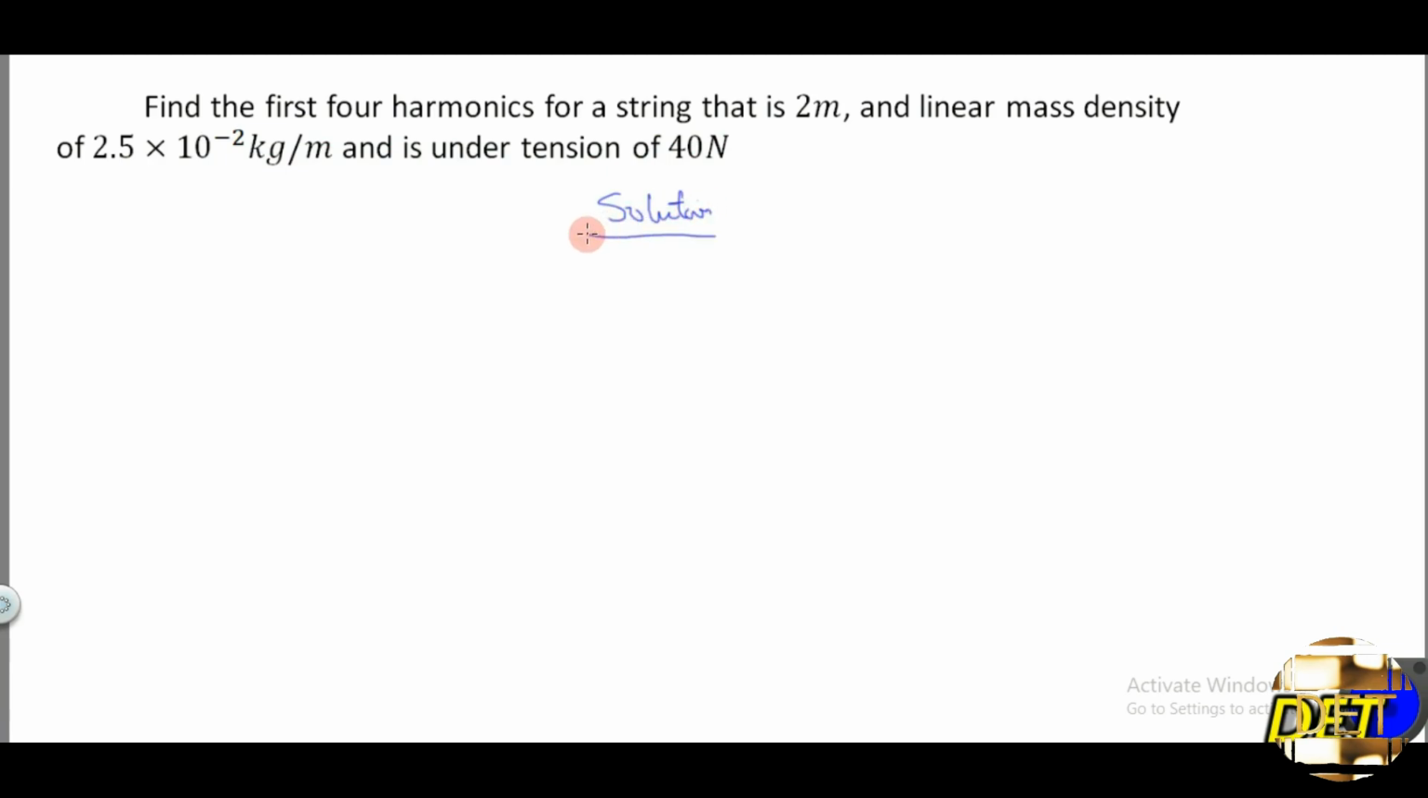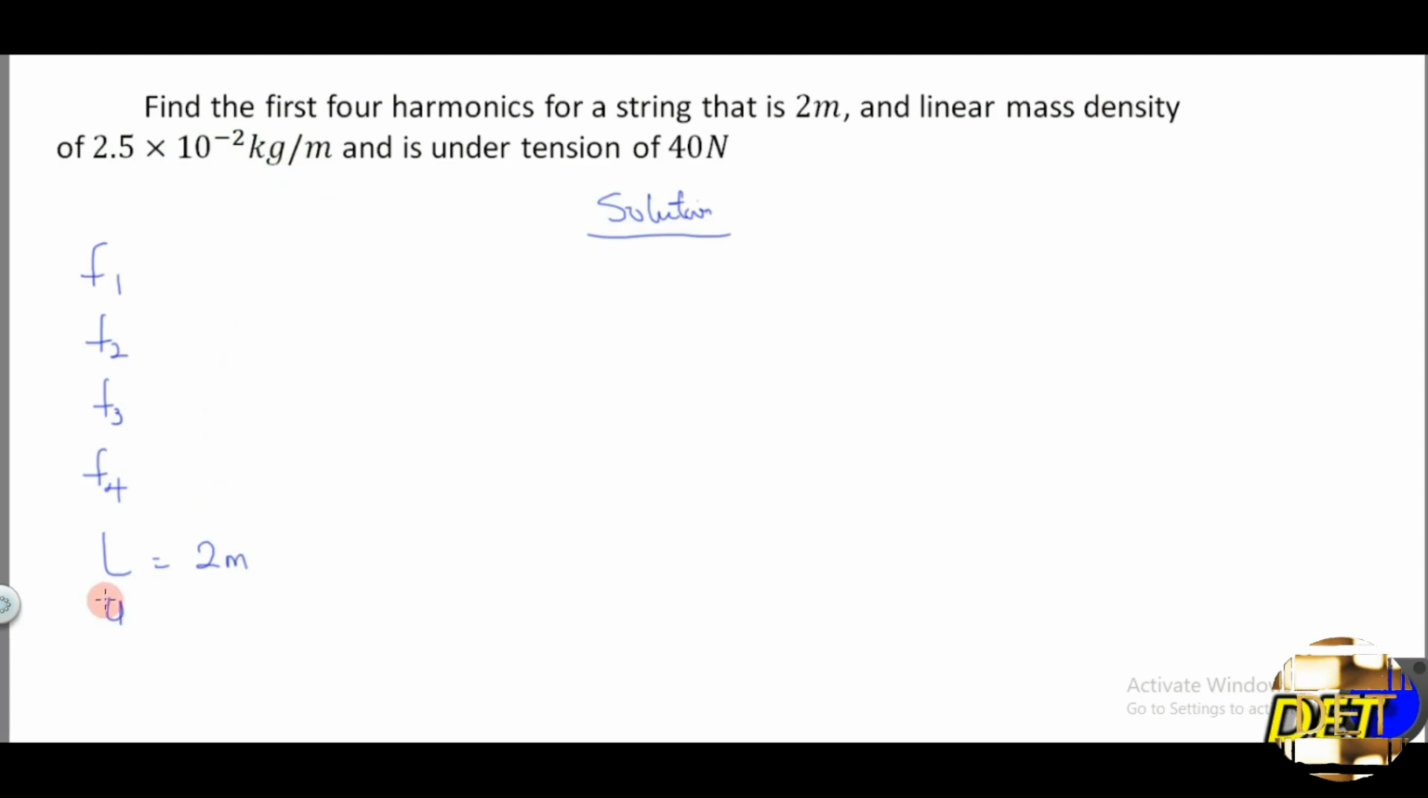So the first thing I would want to do is to fish out the parameters that are given to us in this question. So the question is, find the first four harmonics for a string that is 2 meters. So we are looking for F1, F2, F3, and F4, right? That is what we're looking for here. So the length of the string is 2 meters.